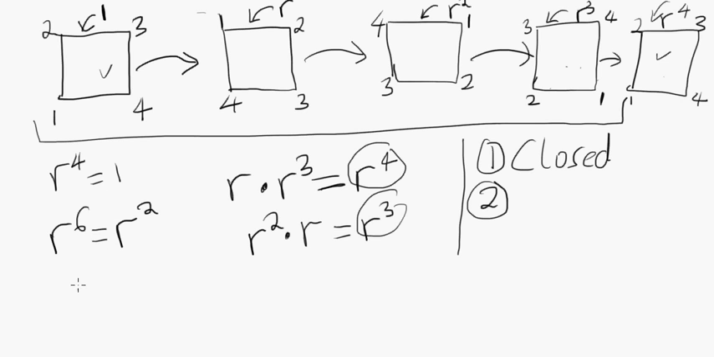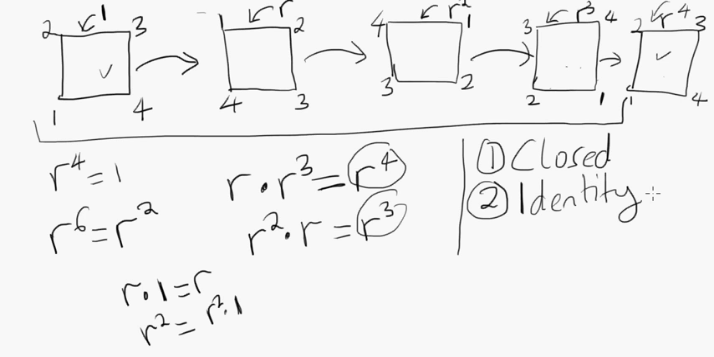Well, another important thing is to consider the element 1. 1 corresponds to not rotating at all. Notice, if I don't rotate a given position at all, I remain with the same position. If I have this position and don't rotate, it remains the same. What I'm really saying is that, for example, r times 1 is really just the same as r, and r squared is the same as r squared times 1. So 1 does nothing to any position. It leaves it exactly the same. And so we're going to call this element 1 the identity. Identity just means you do nothing.